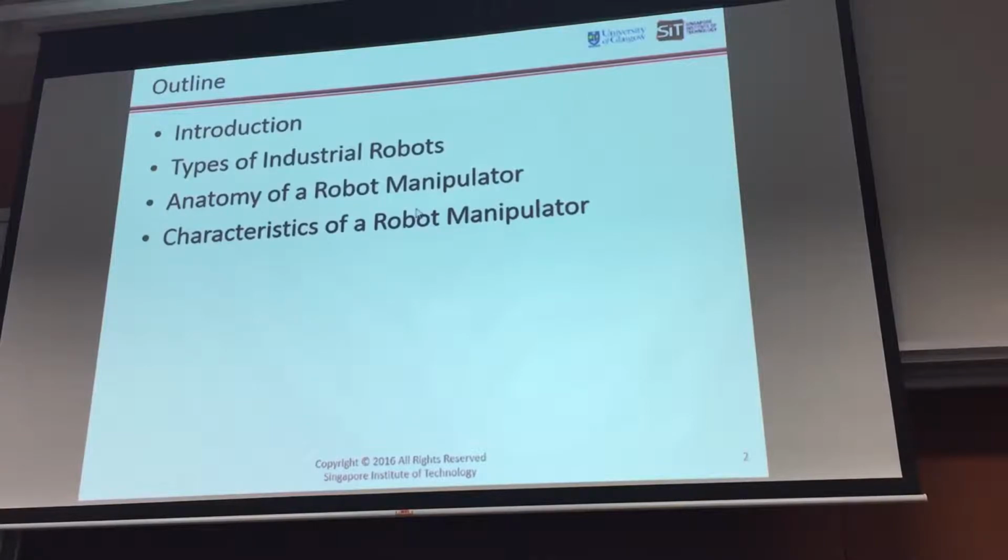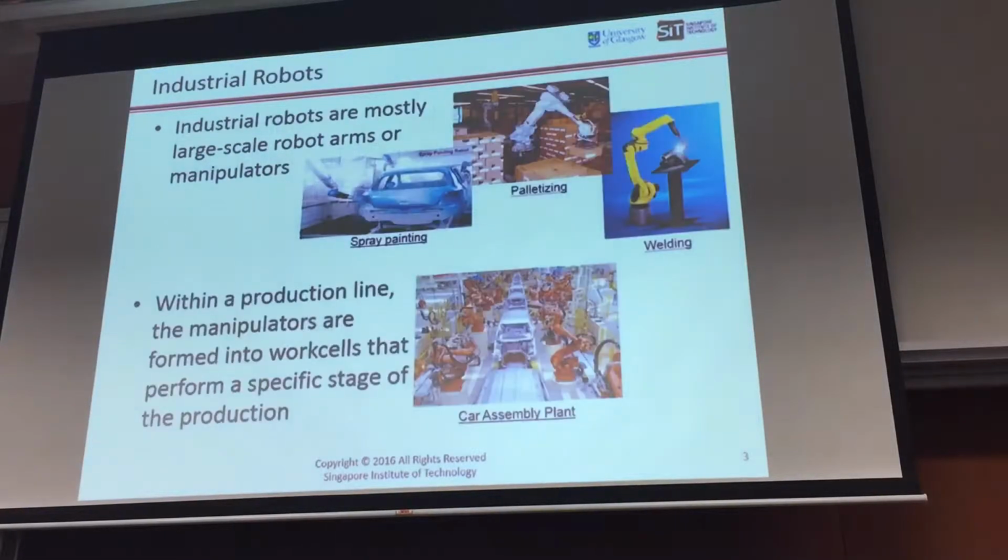Okay, for this lecture, we will cover the types of industrial robots, anatomy, and the characteristics of a robot manipulator. We will end around 11, so we will continue the remaining part next Wednesday. Now, industrial robots are mostly large-scale robots. This is generally what you will find in industries. Very typically, you will see a yellow, orange, white, or blue robot.